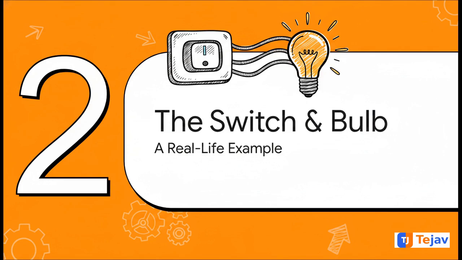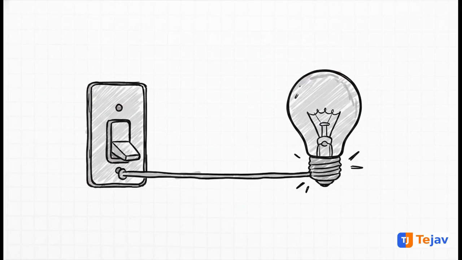To make this crystal clear, let's step away from the code for a second and use a real-world analogy that I think you'll get instantly: a simple light switch and a light bulb. Okay, so imagine a really bad design. A light switch is literally hardwired directly into one specific model of a light bulb. The switch's entire purpose in life is tied to that one bulb. It can only turn that single specific bulb on and off. In the coding world, we call this being tightly coupled.